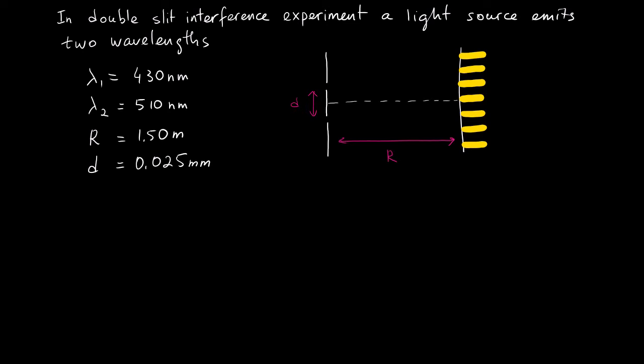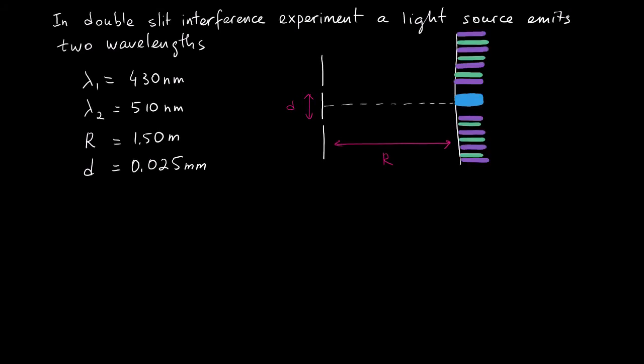I'd rather draw it greenish and bluish, because 510 is probably in the range of green-bluish, and 430 is a blue-violetish. Let me change that. So now we're asked to find the separation distance between the third order bright fringes for the two wavelengths. So if this is m equals 0, m equals 1, m equals 2, m equals 3.